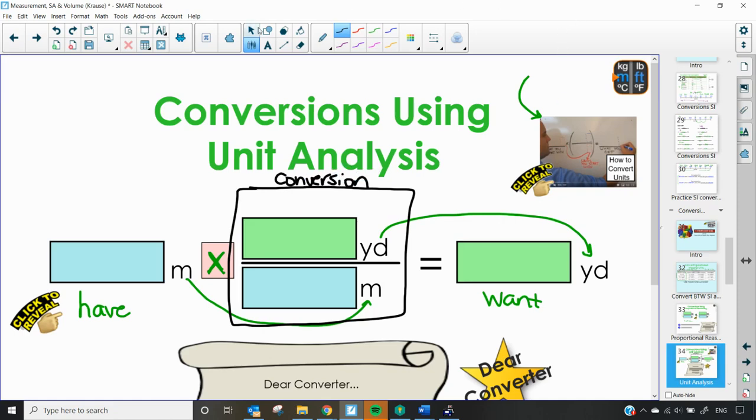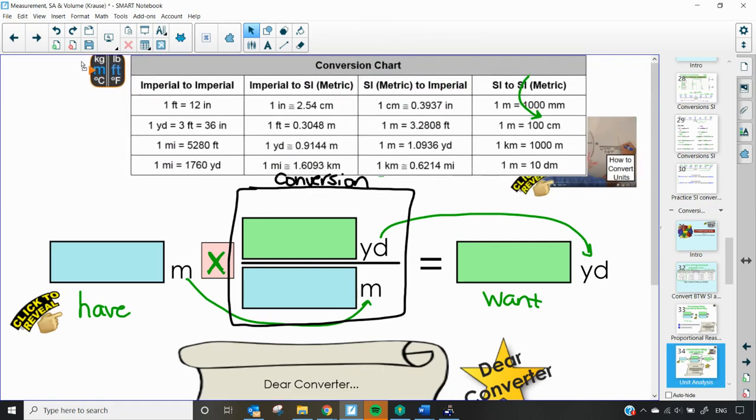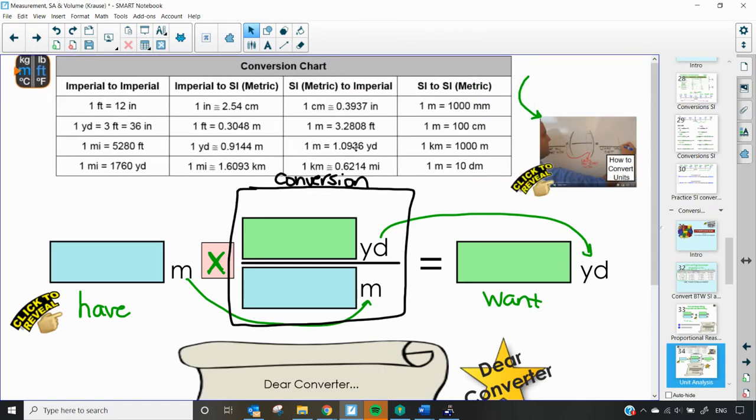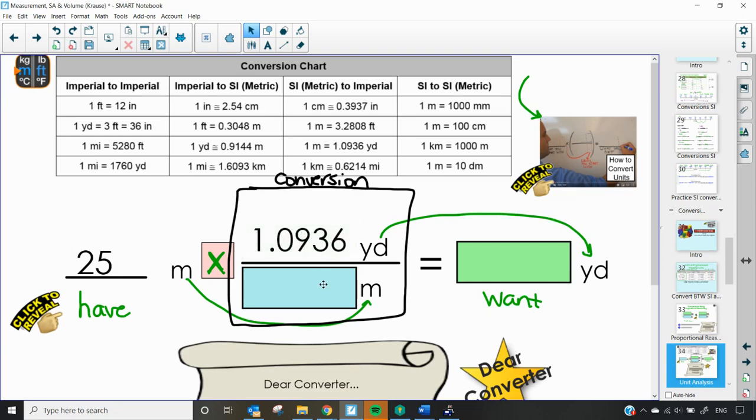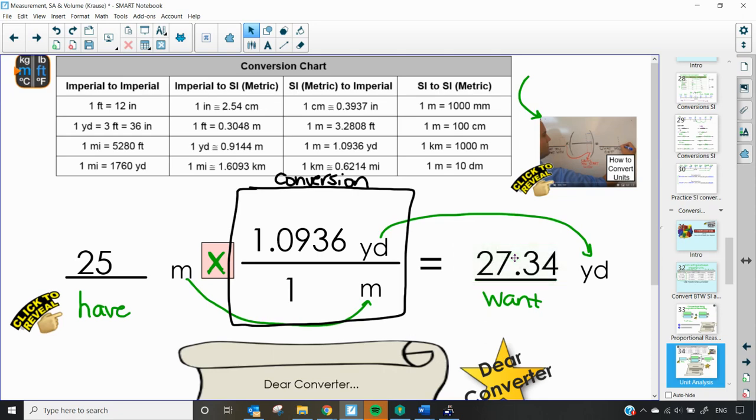So taking a look at our conversion chart from before, we had 1 meter being 1.0936 yards, or 1 yard being 0.9144 meters. So we start off with what we have, that's the 25 meters. Then we go to our conversion chart and we find out that 1.0936 yards is 1 meter. And multiplying, we're going to go 25 times 1.0936 yards, and that will give me 27.34 yards.